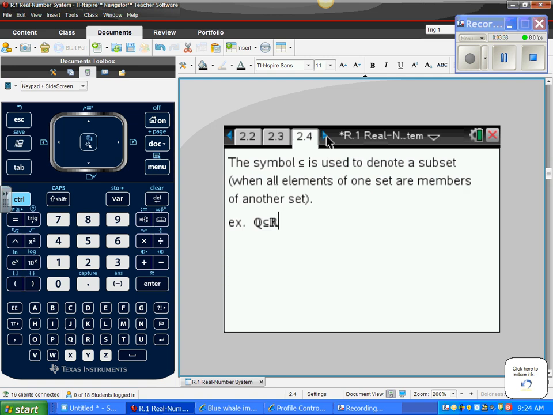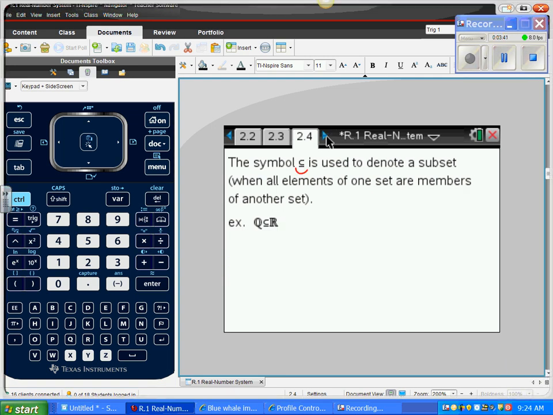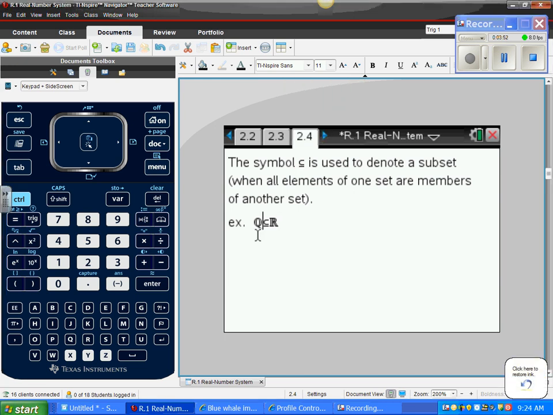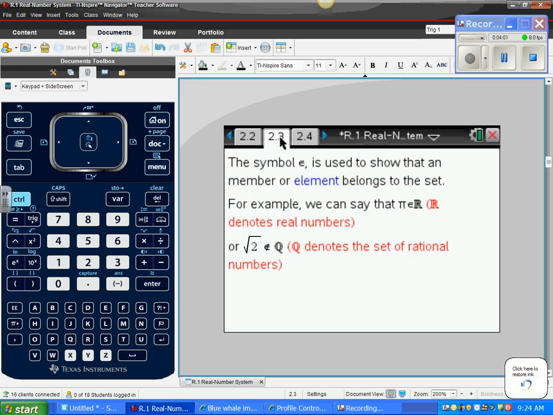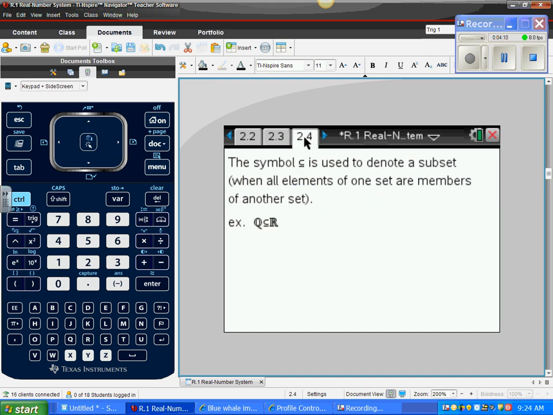All right, so the symbol here is used to denote a subset. When all elements of one set are members of another set, we call that a subset. So we saw this symbol here and this symbol here on the last page. So now we need to go back and think about what did those mean. That funny looking Q is rational numbers, and the funny looking R is real numbers. So what this says is rational numbers are a subset of real numbers. That means every single rational number is also a real number.